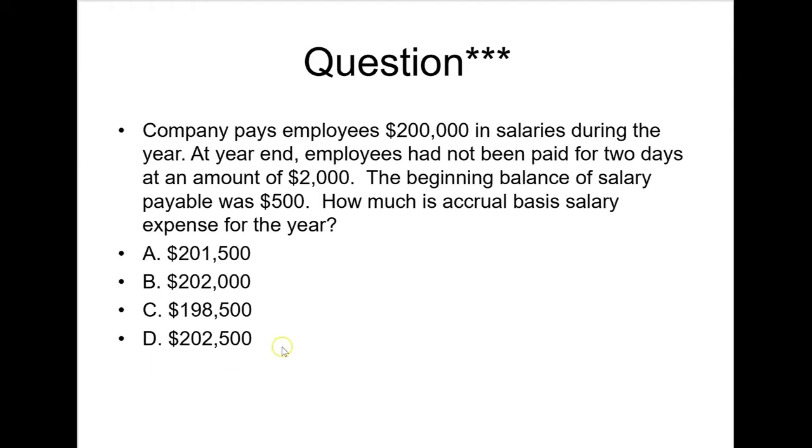So the $2,000 was incurred at the end of the current year. So add that. That's this year's expense. The $500 was incurred last year. It was only paid this year. So if you want to know how much was incurred this year, you would start with the $200,000. You'd add the $2,000 incurred this year, paid next year, and you'd subtract the $500 incurred last year, paid this year. And that's where we get $201,500.